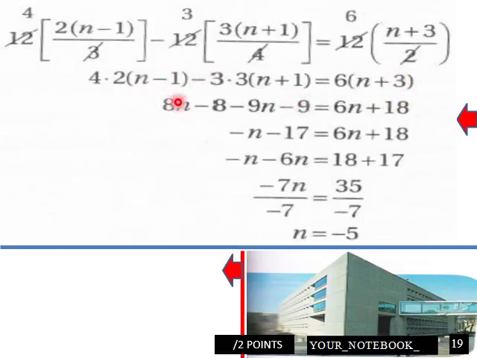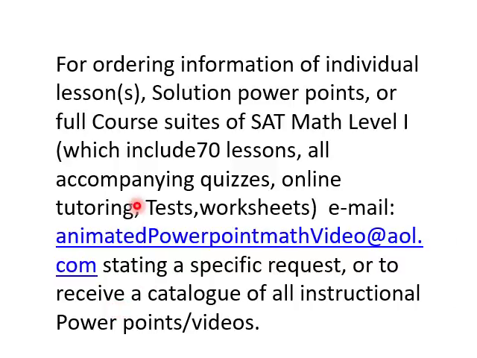You multiply through, then combine like terms, and then you end up with this thing here. You solve for n equals -5, and then -5 squared would be 25. That was a lesson on fractions and stuff.